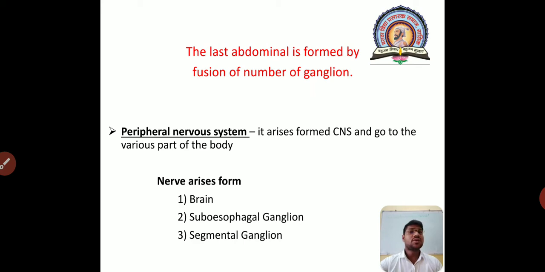Now talking about the peripheral nervous system. The peripheral nervous system arises from the central nervous system and goes to the various parts of the body. The nerves arising are divided into three parts. First, the brain. Second, the subesophageal ganglion. Third, the segmental ganglions. The brain gives rise to the optic nerves.